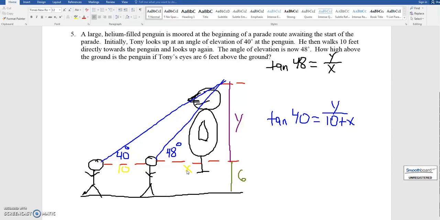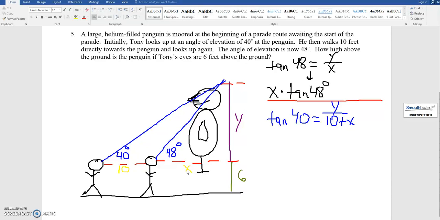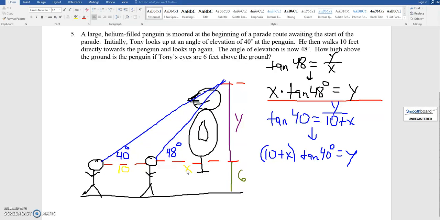Okay, let's split some things up here a second. That's two separate ideas, two separate equations. If I look at the first equation, I could modify that. I can multiply by x on both sides. I'd have x times tangent of 48 degrees equals y. And if I were to do the same thing with the second equation, I would multiply not just by x, but by 10 plus x. I have to multiply by all of that. I have 10 plus x times tangent of 40 degrees equals y.